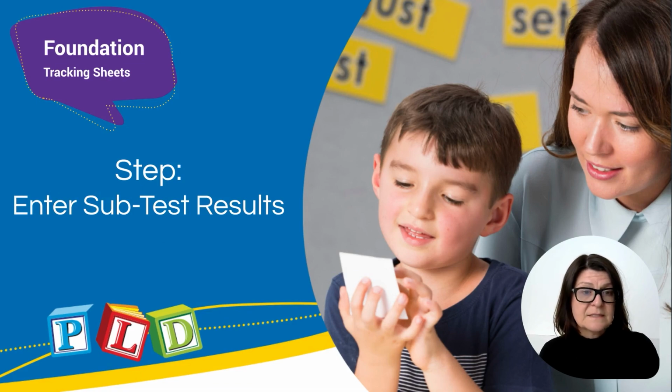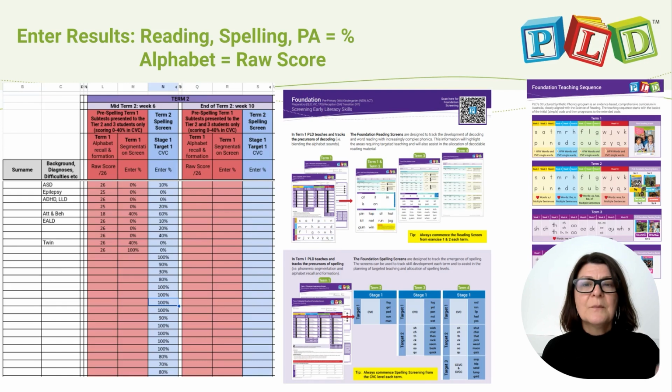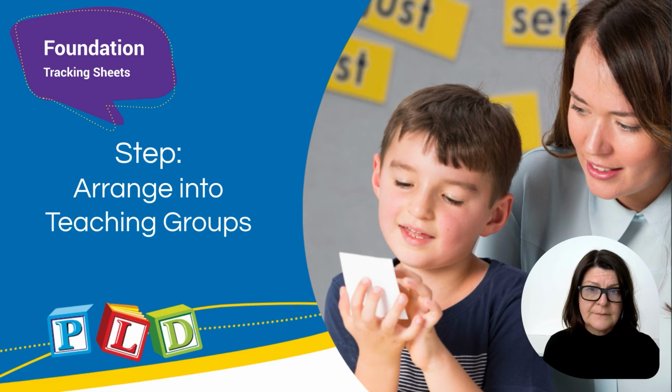Enter the subtest results, and the screening differs from term to term, but you're going to enter that range of scores into your tracking sheet. And this is a really nice overview from your teaching sequence manual with the term 1, term 2, term 3, and term 4 screening outlined in it.